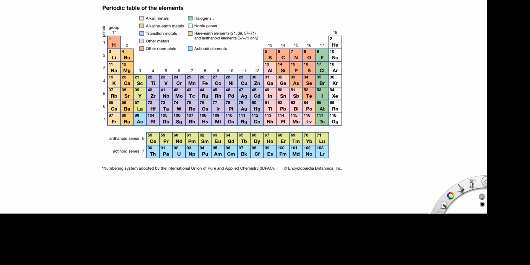This is the continuation of our periodic table lesson. So far we have discussed group 1, group 2 and group 3A. So now let's start with the remaining groups.